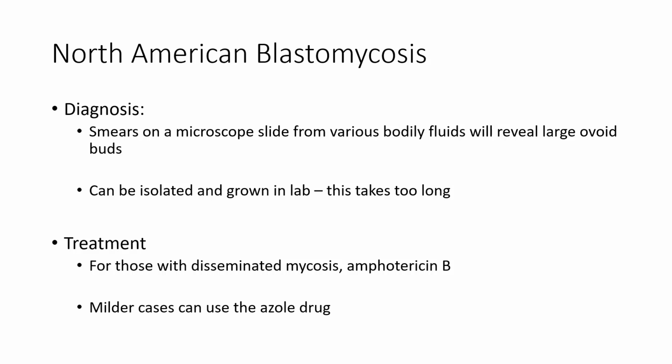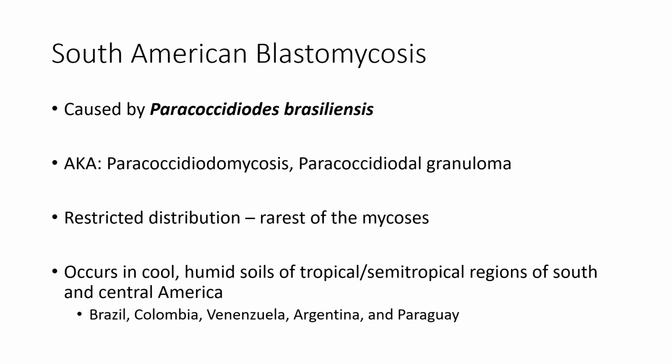And so, to treat this, for those with a disseminated mycosis, which disseminated is just another word for systemic, it's traveling throughout the body, once again, we're using that amphotericin B intravenously. And then milder cases, right, if you have the time for it, you'll be using that azole drug over a longer period of time.